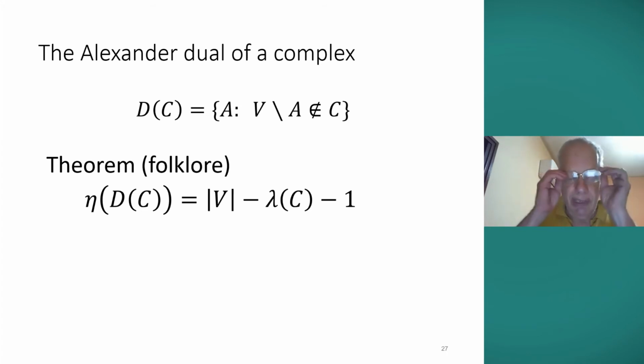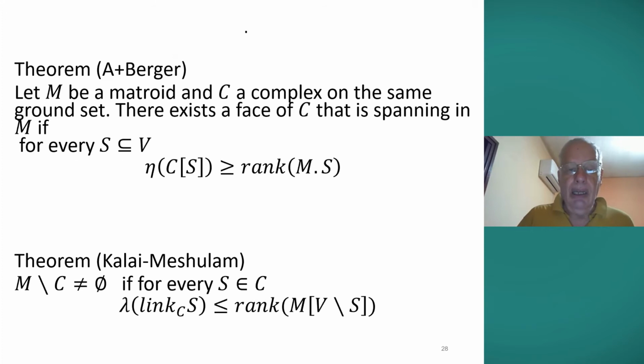If you didn't get precisely what it is, it connects eta with lambda. Eta of the dual is v minus lambda minus 1 of the Alexander dual. So you can work with one of them, with either the eta or the lambda, as you wish, by just passing from a complex to its dual. Well, there are 2 basic theorems, which I don't know if I want this late hour. But okay, let me just mention them.